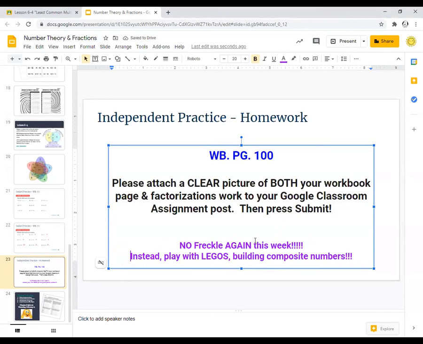Play around with some Legos, build some composite numbers, practice this idea of shared common factors related to GCF, LCM, prime factorization, distributive property. You'll be all set for your quiz coming later this week on Thursday, all right?